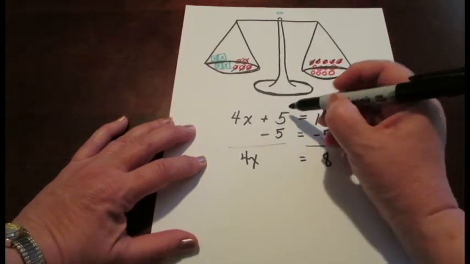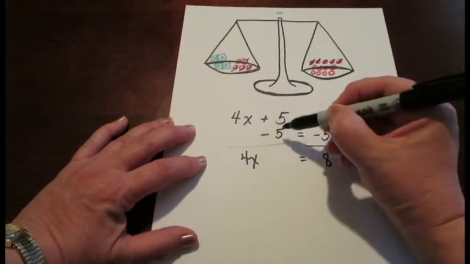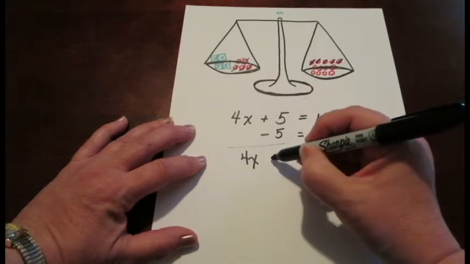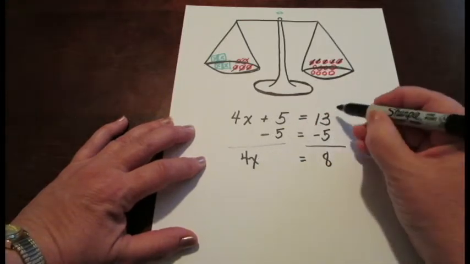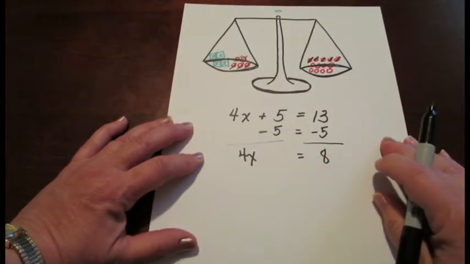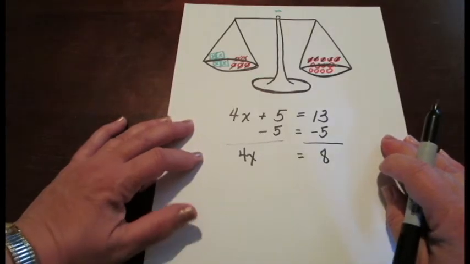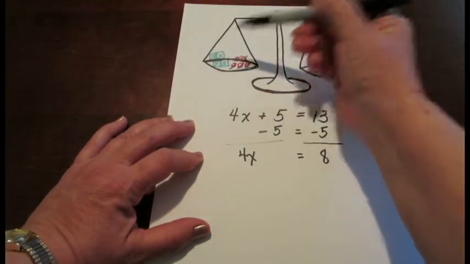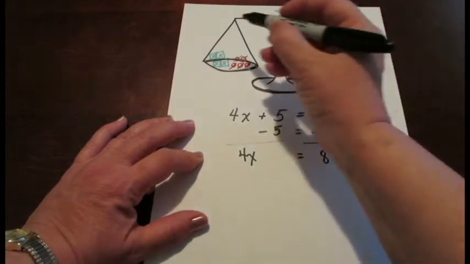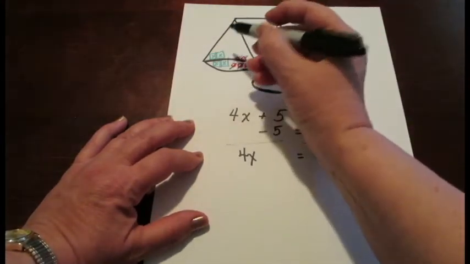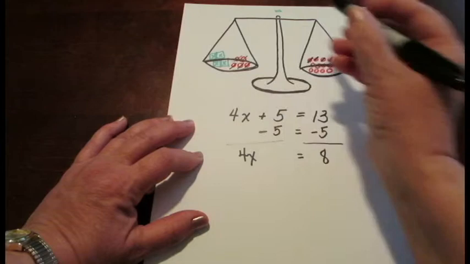So if you go back to this problem, you look at positive 5 minus 5 is 0. So 4x plus 0 is 4x. 13 minus 5 is 8. So now we have to say, okay, we've got 4 x's over here, we've got 8 over here. We want to isolate this, so we want to find out what is the actual value of one of these x's.